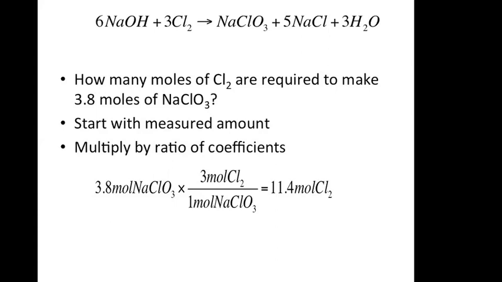So this is a 1 next to the sodium chlorate, and then next to the chlorine, here's my arrow, is a 3, and so that's why we put the 3 there. So we just say 3.8 moles of sodium chlorate times 3 moles of chlorine divided by 1 mole of sodium chlorate. And so this mole of sodium chlorate and mole of sodium chlorate, one is on top, one is on bottom, so they're going to cancel out, and I'm going to be left with 11.4 moles of chlorine.